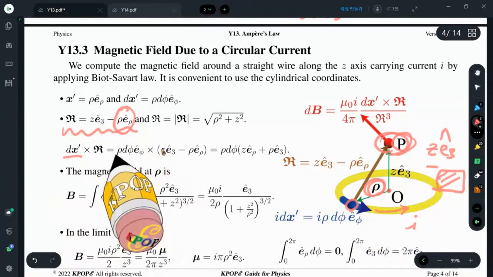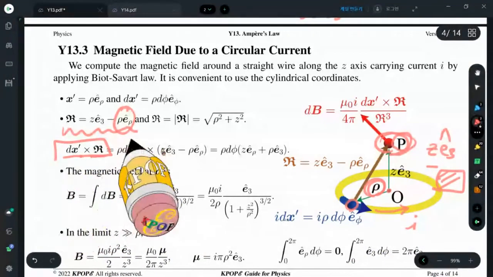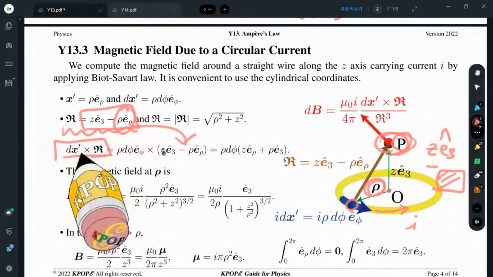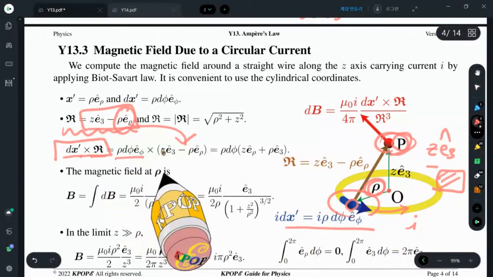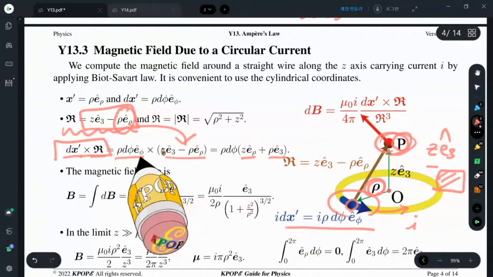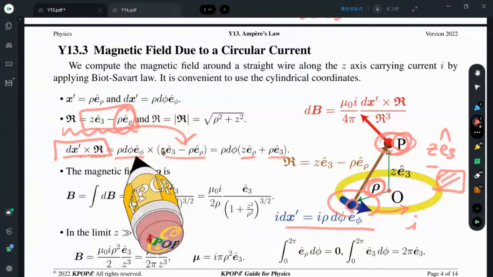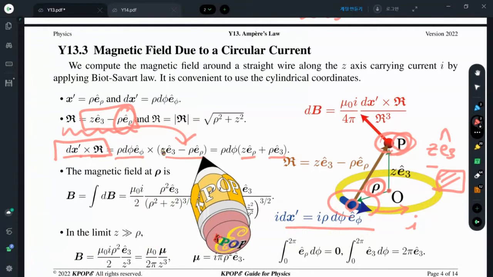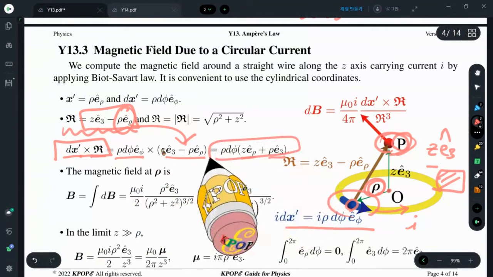And then according to the Biot-Savart law, the numerator factor has this form. Substitute these into here, and the differential of the circuit element is like that. Cross product, we have two components. e_phi cross e3 equals e_rho. e_rho cross e_phi is e3, so e_phi cross e_rho is minus e3. Therefore, it becomes positive, and this is the answer for the numerator.